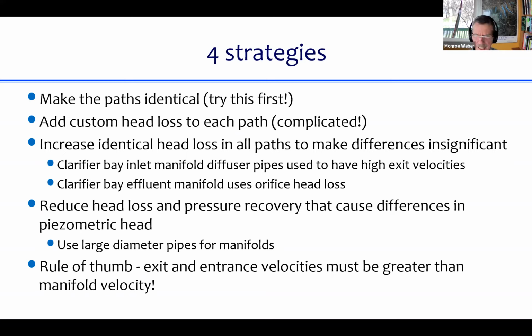You could increase the identical head loss in all paths to make the differences insignificant. I wanted to read that like 3 times. But if there is some unintended difference in head loss in the different paths, and you make the head loss in all of the paths intentionally larger, that could dominate the small difference that's there. And we actually use that technique. You could reduce the head loss. You could use a large diameter pipe for the manifold. And let's go to why.